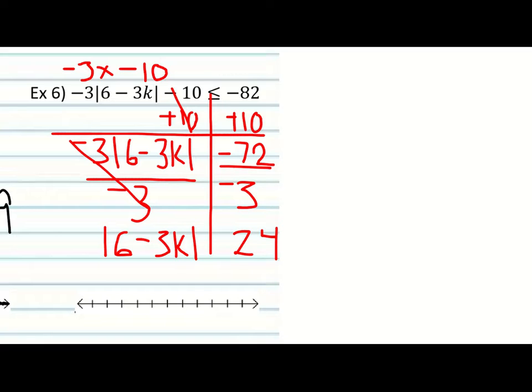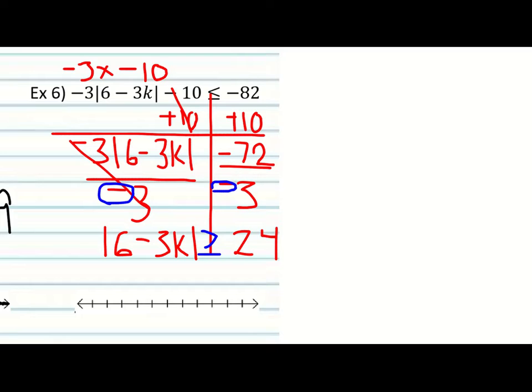Now what we cannot forget is the golden rule of inequality: anytime we multiply or divide by a negative number, like we just did with the -3s, we have to flip the inequality symbol. So this would be the absolute value of 6 minus 3k is greater than or equal to 24. And then we would solve this like we have the previous examples.